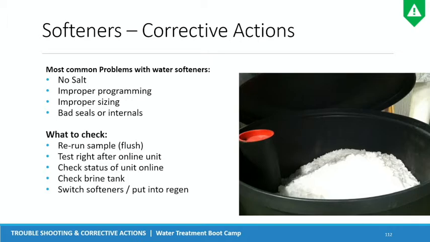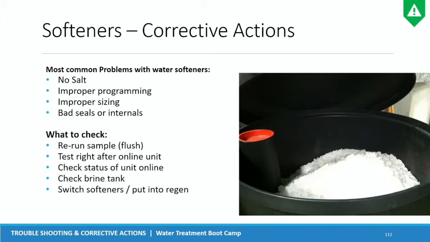So some of the things you can do to check, again, and just see, okay, what can I maybe correct or is wrong? Again, rerun your sample, make sure you just didn't have some wacky reading. Testing a unit right after it comes online, you might get a false high hardness. Typically when a softener first comes online, there's gonna be a little bit of hardness slippage coming through. Same with right at the very end of its run. If you test a softener and it has 100 gallons to go, you're probably gonna get a higher hardness than if you tested it with 1,000 gallons or 5,000 gallons to go. So note where you're testing, where you are at in that cycle.